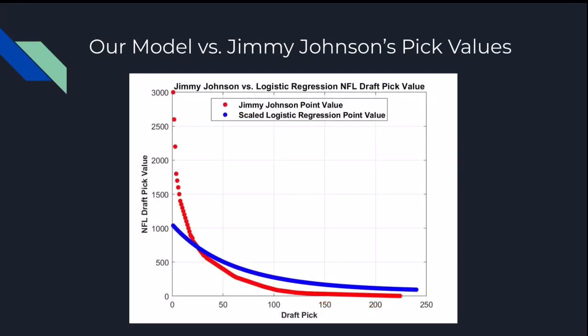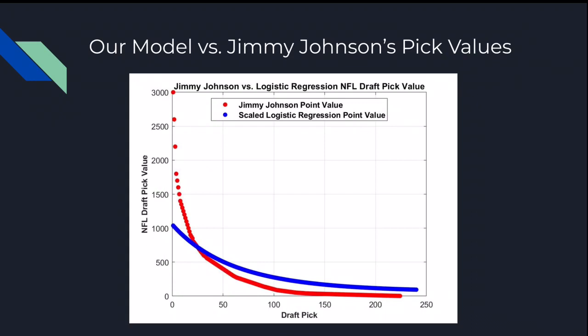We want to compare our model to Jimmy Johnson's pick values, but our model is not on the same scale as his is. We assigned picks values ranging from 0 to 1, while he assigned picks values ranging from 2 to 3,000. In order to accurately compare our model to his values, we scaled our model such that our scaled model assigns the same value to the 25th pick as Johnson does. Therefore, both our model and Johnson's values assign a value of 720 points to the 25th pick.